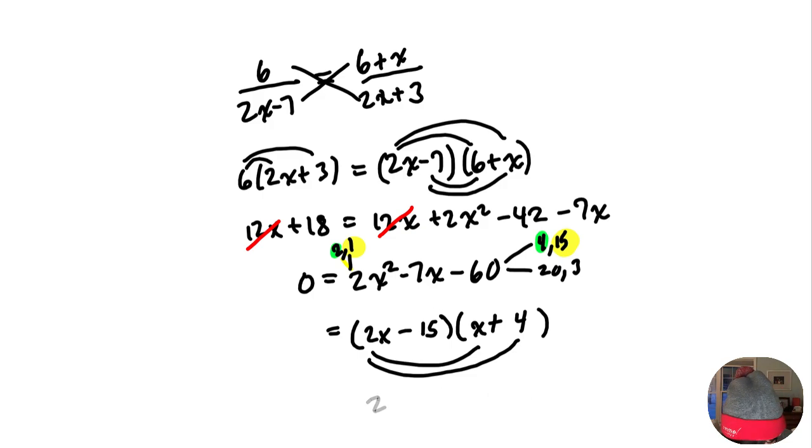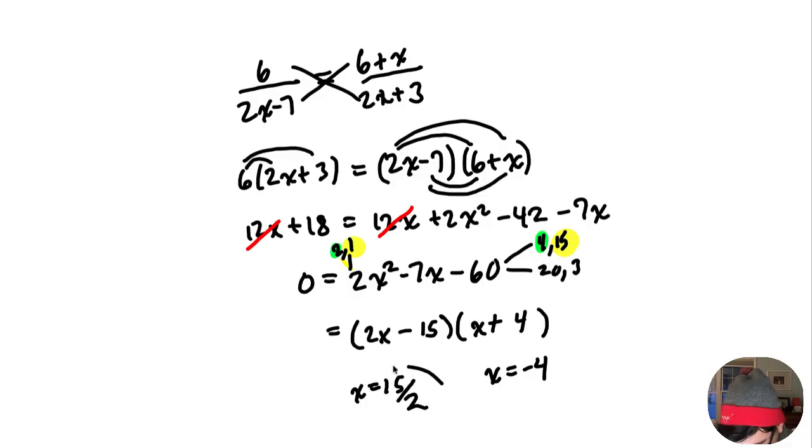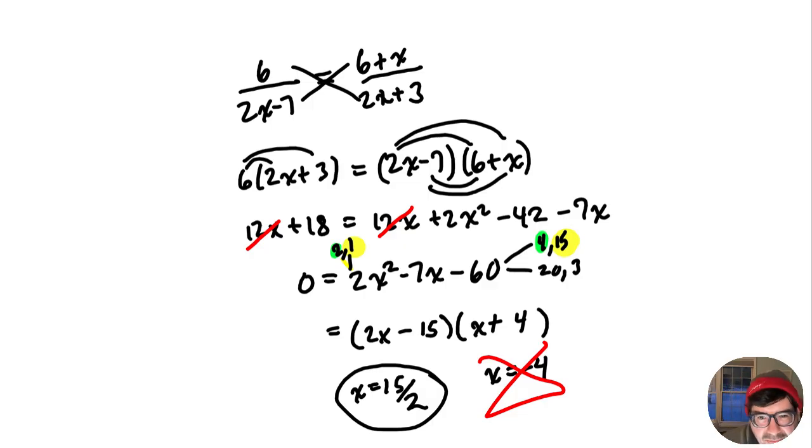So now we just want to solve for x. So let's see what our options are. So this tells me x could be negative 4, which I'm going to reject because it doesn't fit the diagram. And also x could be 15 over 2. And that seems to be a reasonable measurement. So I'm going to reject the -4, and keep 15 over 2.